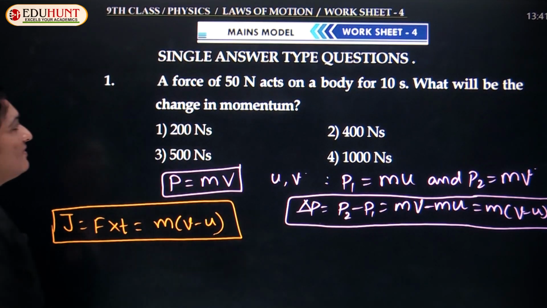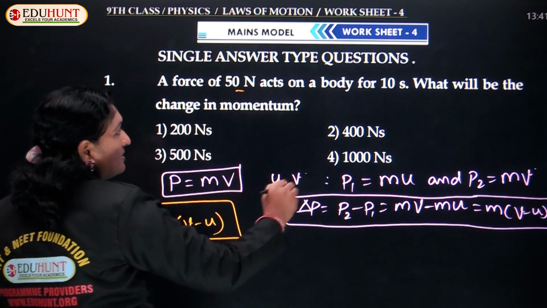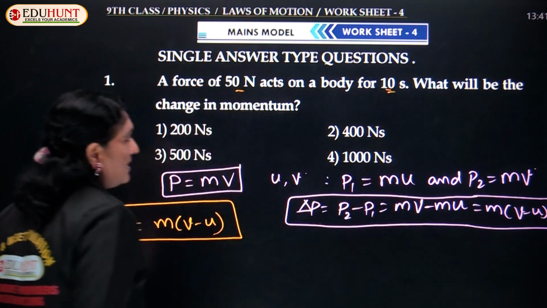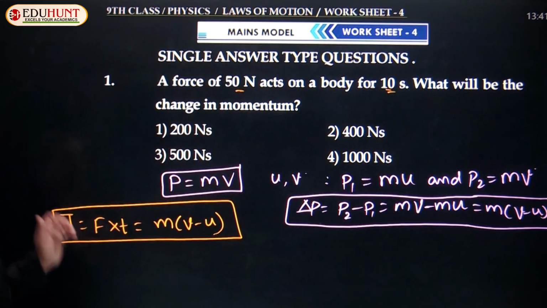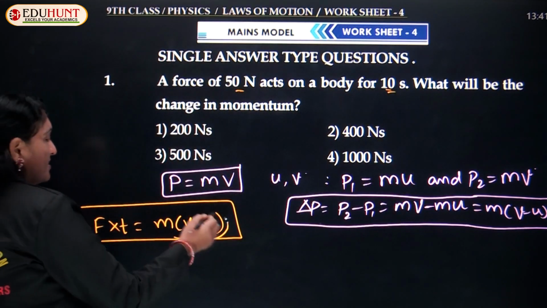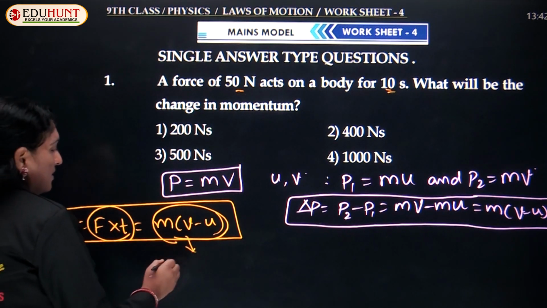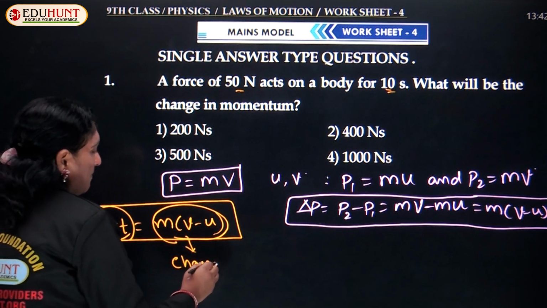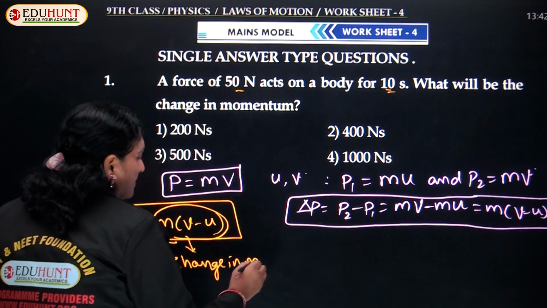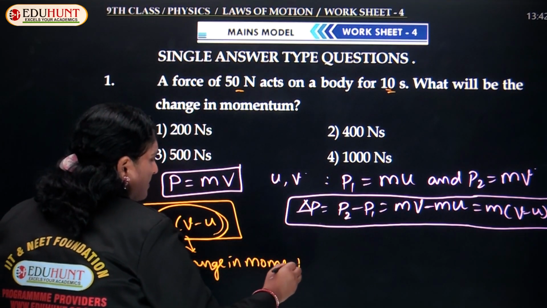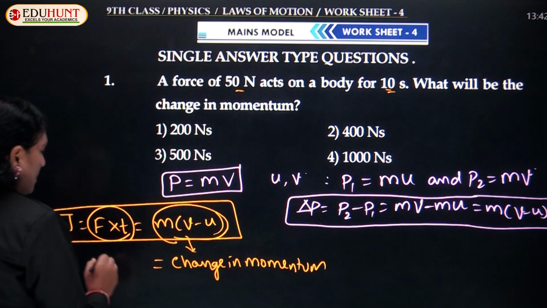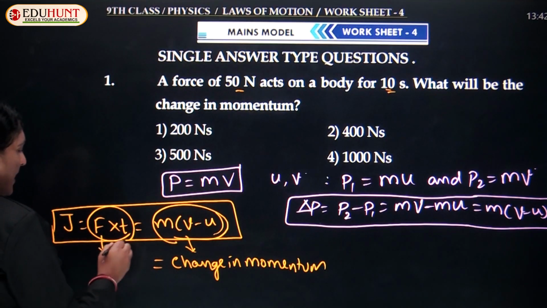So now what is given? Force is given as 50 newtons and time is given as 10 seconds, and you are asked to find out the change in momentum. Here is the product of force and time. Therefore, change in momentum is equal to the product of force and time.